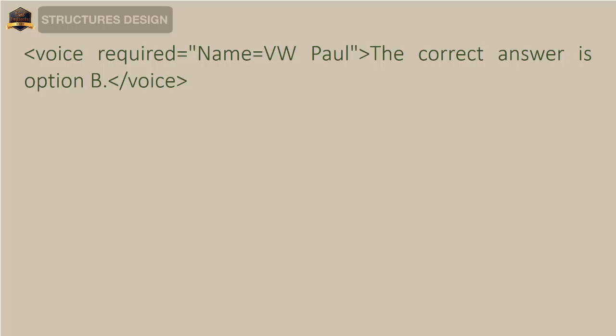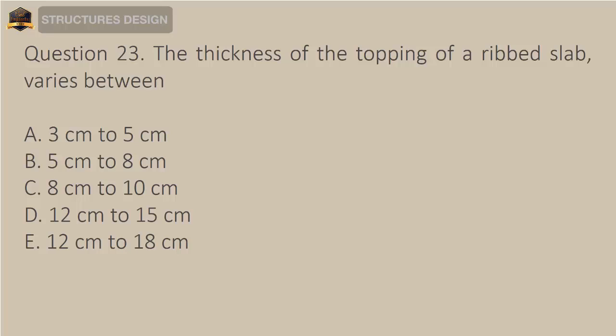Question 23. The thickness of the topping of a ribbed slab varies between A. 3 cm to 5 cm, B. 5 cm to 8 cm, C. 8 cm to 10 cm, D. 12 cm to 15 cm, E. 12 cm to 18 cm. The correct answer is option B.